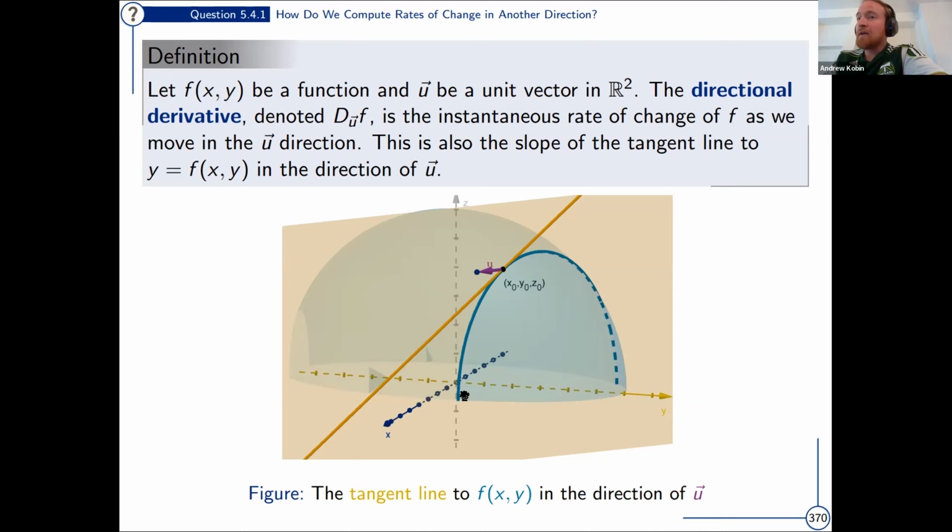That will trace out a cross section, which is some curve, perhaps shown in the teal color here in the picture, and that curve has a tangent line. That tangent line slope is the partial derivative in that case.